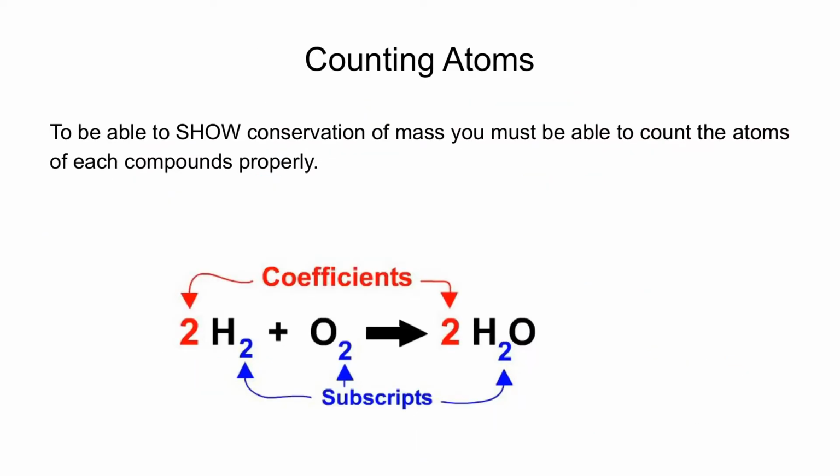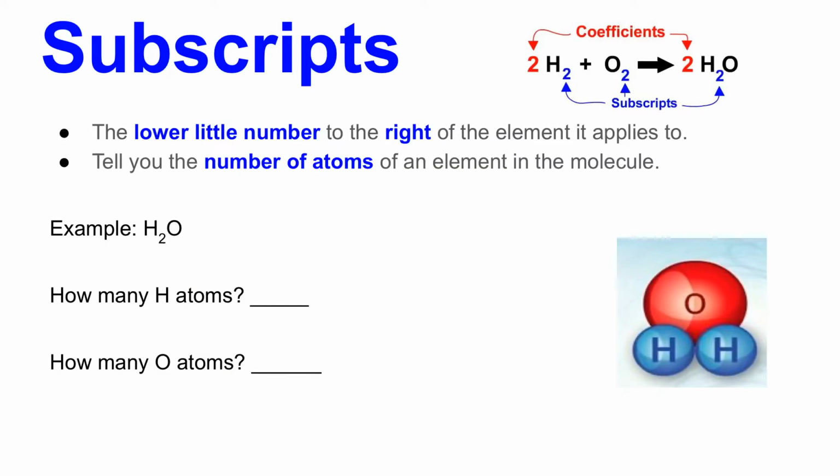So in order to show conservation of mass, you must be able to count the atoms of each compound properly. So we have represented coefficients and subscripts. The subscripts are the little lower number to the right of the element it applies to. It tells you the number of atoms of an element in the molecule.